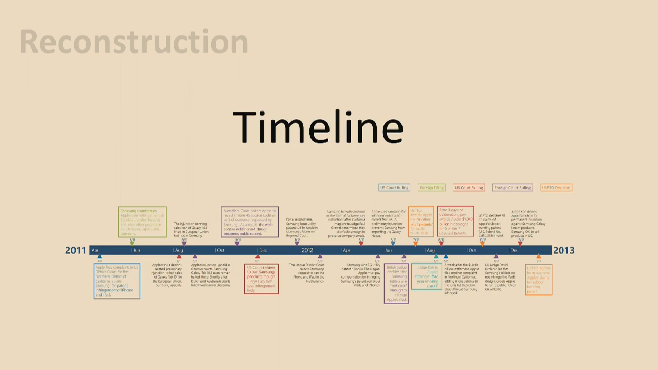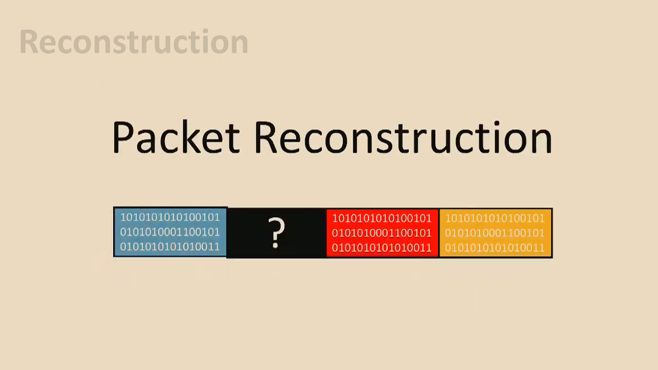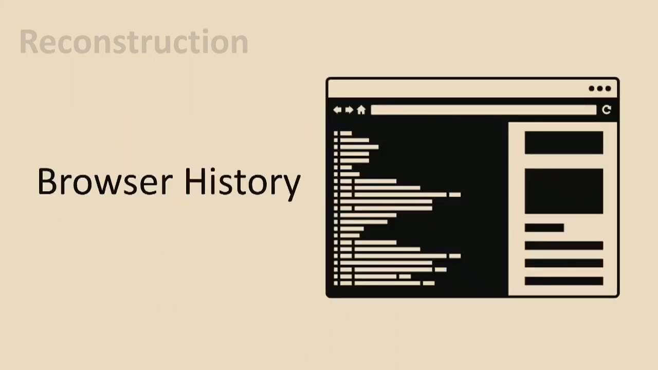AccessData's Forensic Toolkit, FTK. And then EnCase, or Guidance Software, is EnCase, E-N-C-A-S-E. Perfect. And packet reconstruction is another example of that. Browser history is yet another example of reconstruction: figuring out what sites were visited in what order and at what frequency.